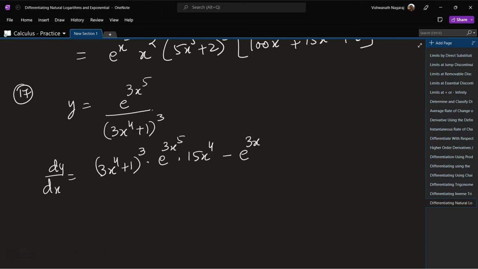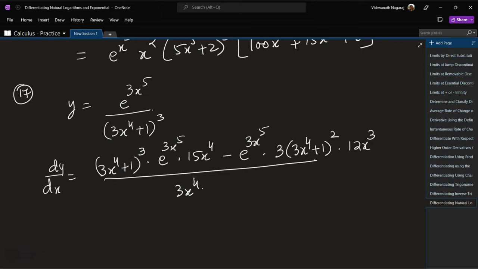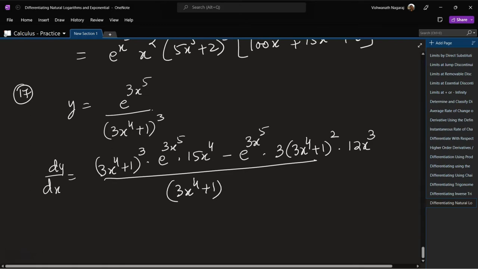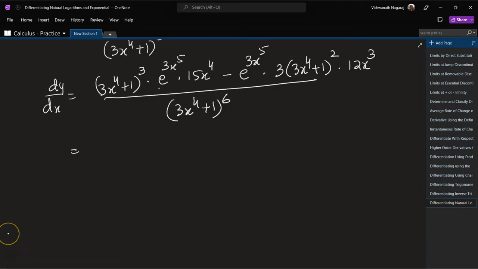minus numerator as it is, so e to the power of 3x^5 times the derivative of the denominator, so 3 times (3x^4 + 1)^2 times 12x cube, divided by ((3x^4 + 1)^3) square. So that is 6. This is common. So e to the power of 3x^5 is common. The square is common, so (3x^4 + 1)^2 is common.